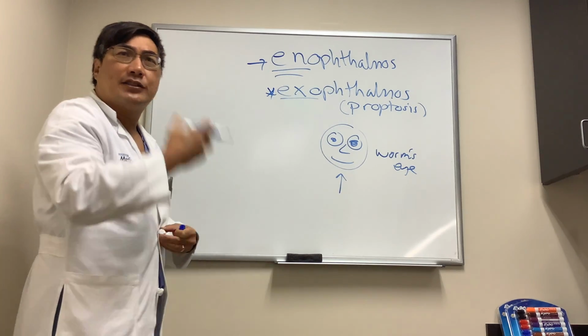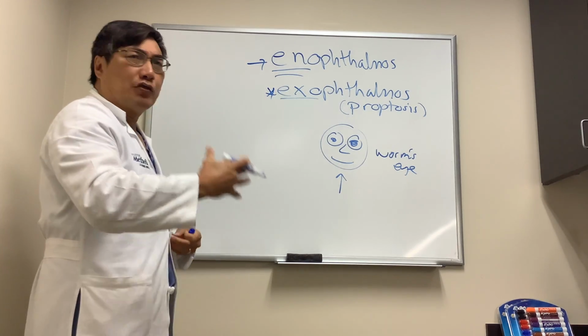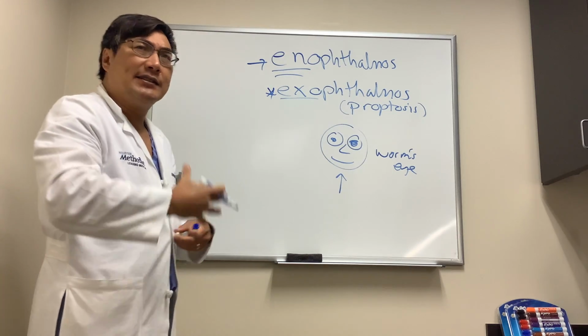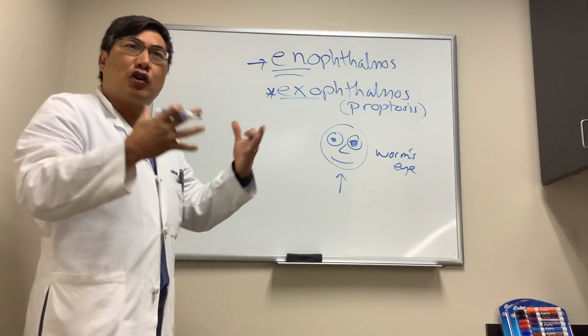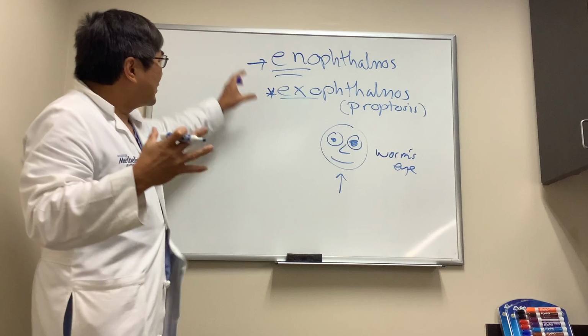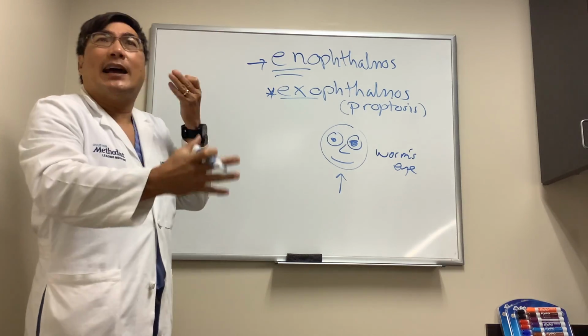The reason it's important to know this is that usually it's the bulgy eye, the exophthalmic eye, that we're worried about, that something's behind there. Common things are orbital tumors, thyroid eye disease, orbital cellulitis, trauma, hematoma. But sometimes the eye is actually sunken in, and that's the bad eye.